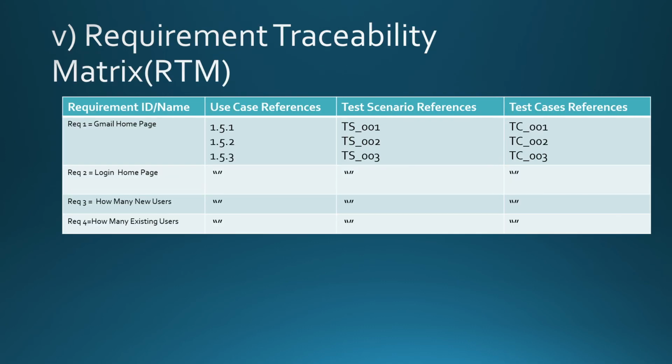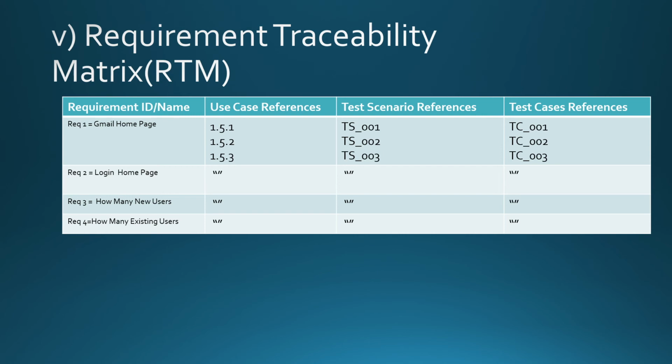Okay, the next one is a very important one. What is requirement traceability matrix? It means mapping requirements to corresponding use cases, test scenarios, and test cases. So we are going to map the corresponding use cases to the corresponding scenarios and corresponding test cases. That is called requirement traceability matrix.